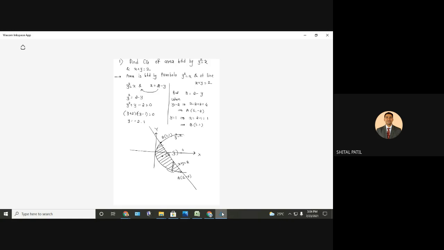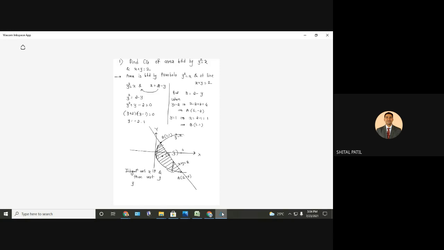But if I consider a strip here, what is the lower limit? Parabola. What is the upper limit? Parabola. So I have to divide the area into two parts over here. And that I want to avoid. Two integrals will come every time. That will make the problem more difficult. So I want to avoid that. So integration with respect to x first and then with respect to y.